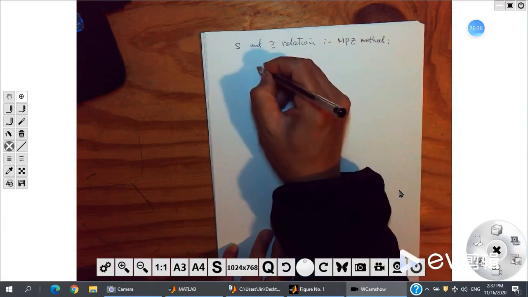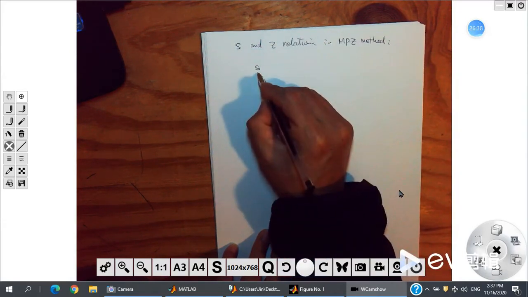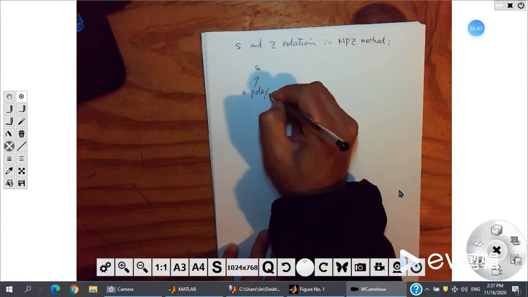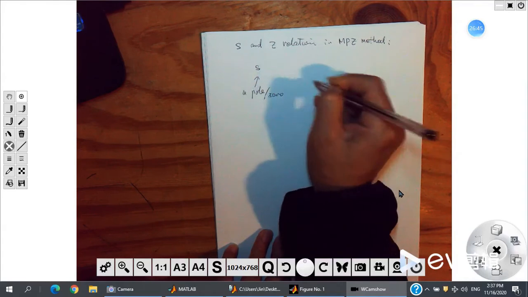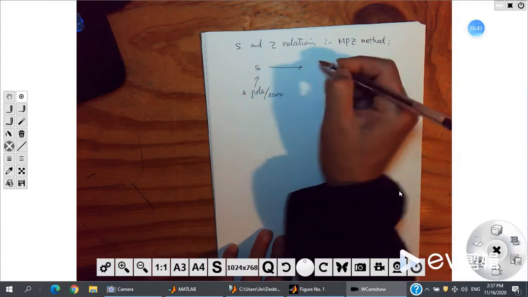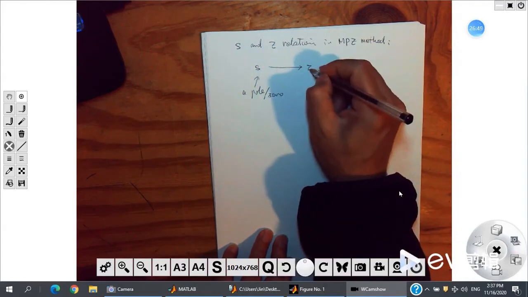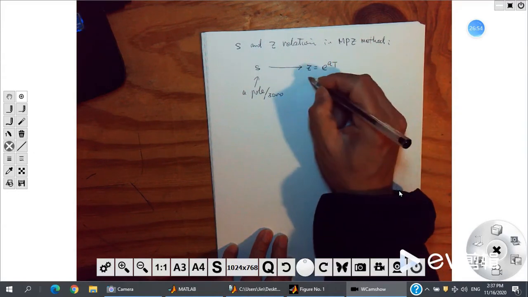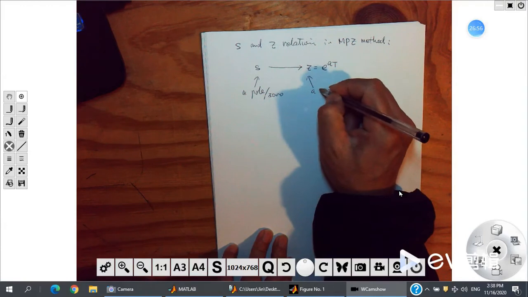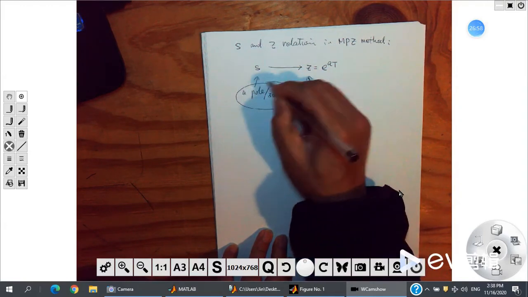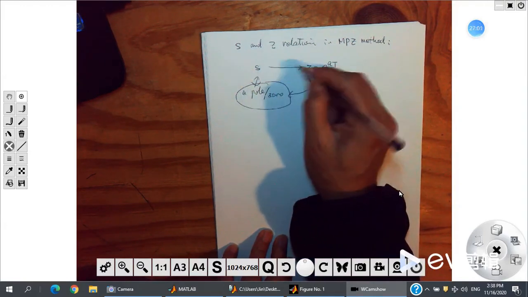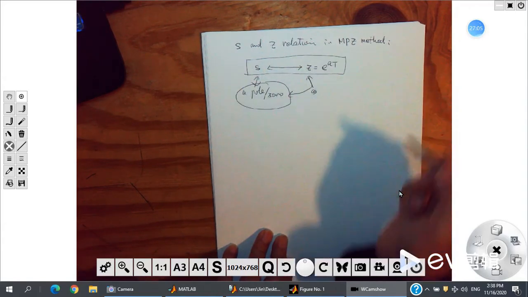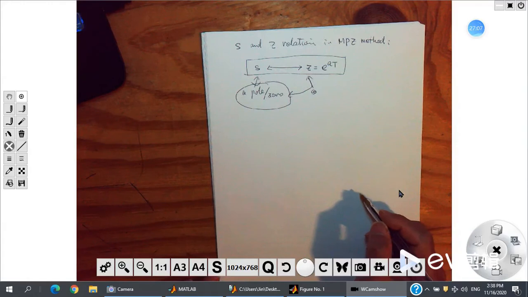So every S, if this S is a pole or a zero, then we go to another one, a Z. Z is e to the ST. This one is also a zero or pole. Both are zeros or poles, and they are related by this relation. So what is this? Now we can have a look.